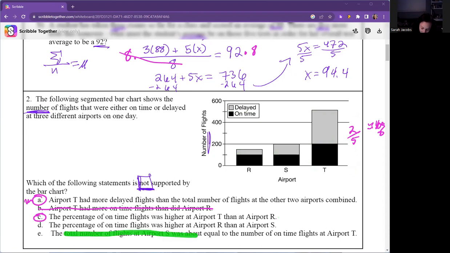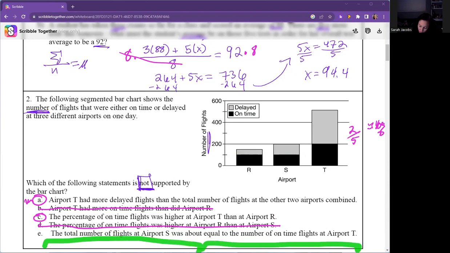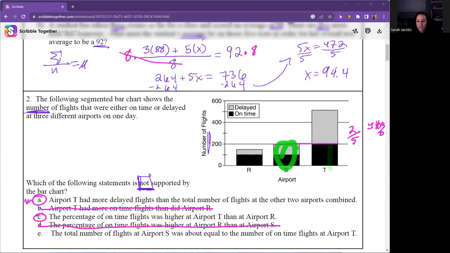D, the percentage of on-time flights was higher at airport R than at airport S. Again, we can see that this is about half or less, and this is more than half. So when we get it to a percentage, this is totally true. E, the total number of flights at airport S was about equal to the number of on-time flights at airport T. That totally works. On-time flights come to here for airport T, total number of flights at airport S hit the exact same mark, right around 200. So that is supported. It is not what we want to choose.